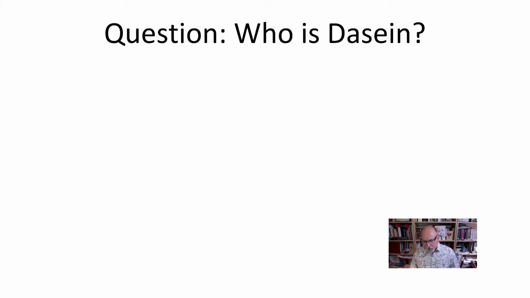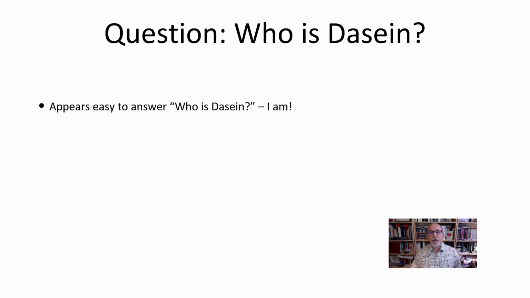So, all right, with all that under our belt, then Heidegger raises a question that should seem odd at this point. He says, okay, Dasein's not a what, Dasein is a who. But who is Dasein? Well, the easy answer is, well, I am. Didn't you tell me that? Dasein is in each case mine. Dasein is the being who says I. So aren't I Dasein?